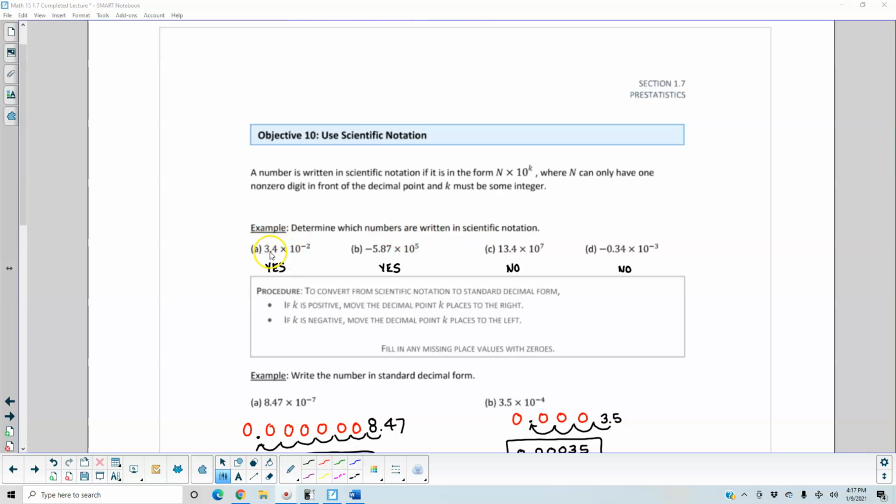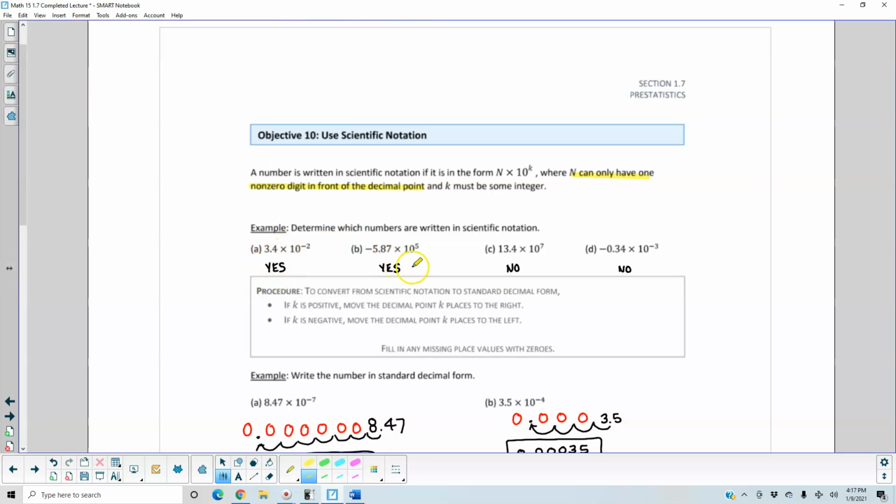If we take a look at the first example, 3.4 times 10 to the negative 2, we have the decimal point, and again, that's what the definition is saying here. The definition says that n can only have one non-zero digit in front of the decimal point. So if we take a look at this 3, we have one digit in front of that. So we have 3.4 times 10 to the negative 2. So yes, this is in scientific notation.